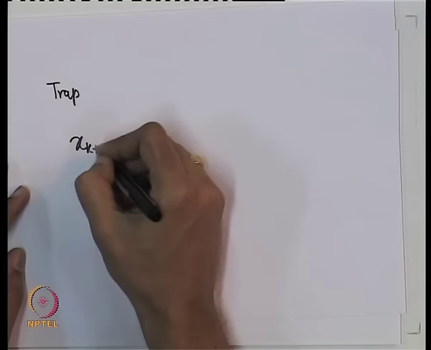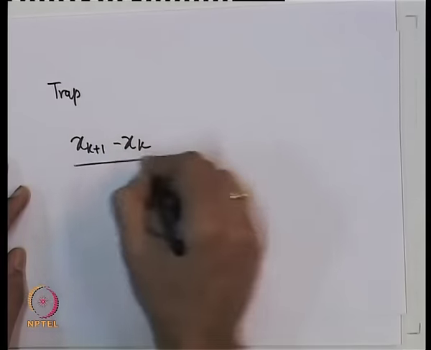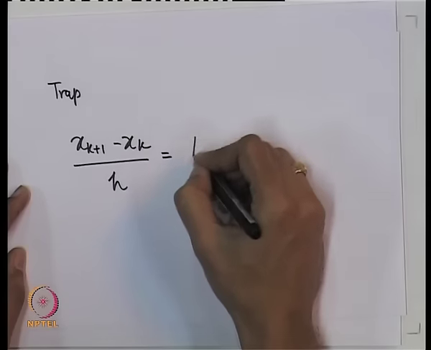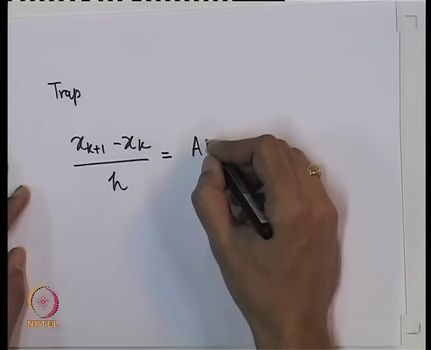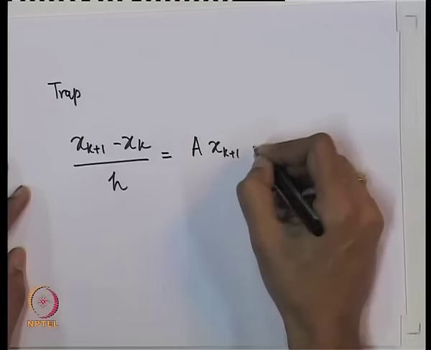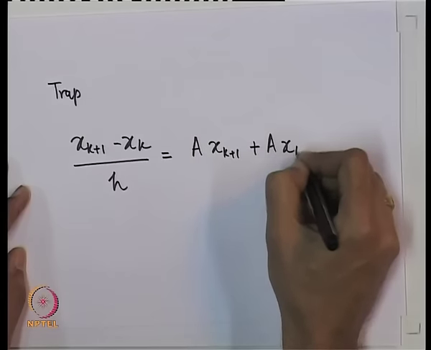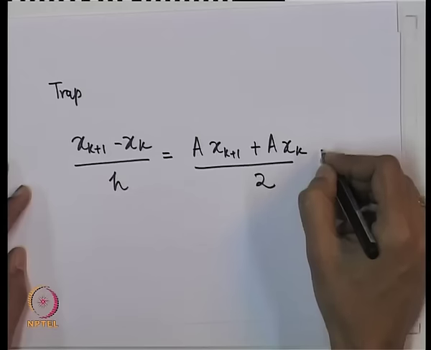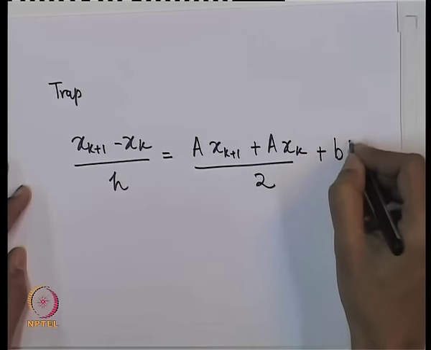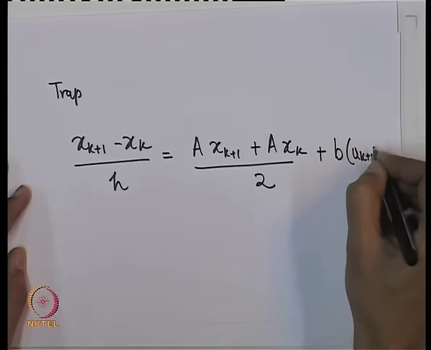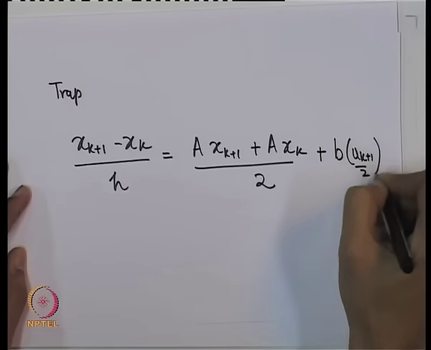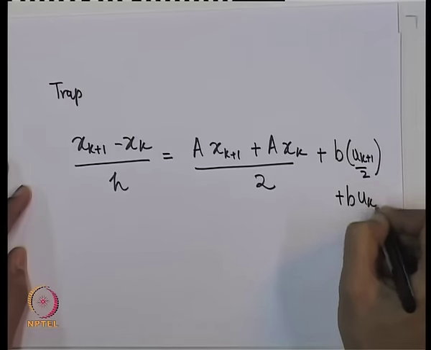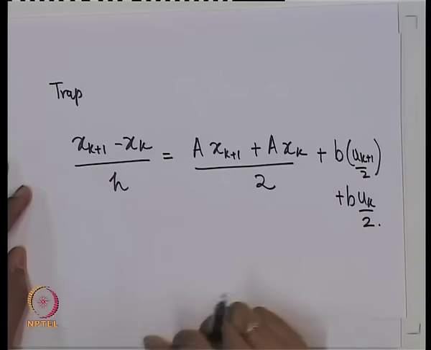You will get (x_{k+1} - x_k)/h equal to a x_{k+1}/2 plus a x_k/2 plus b u_{k+1}/2 plus b u_k/2. So, this is how you will discretize it.